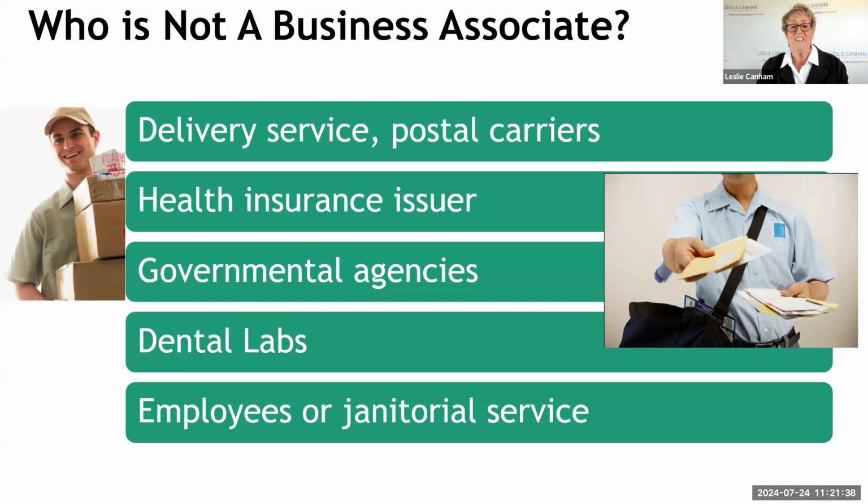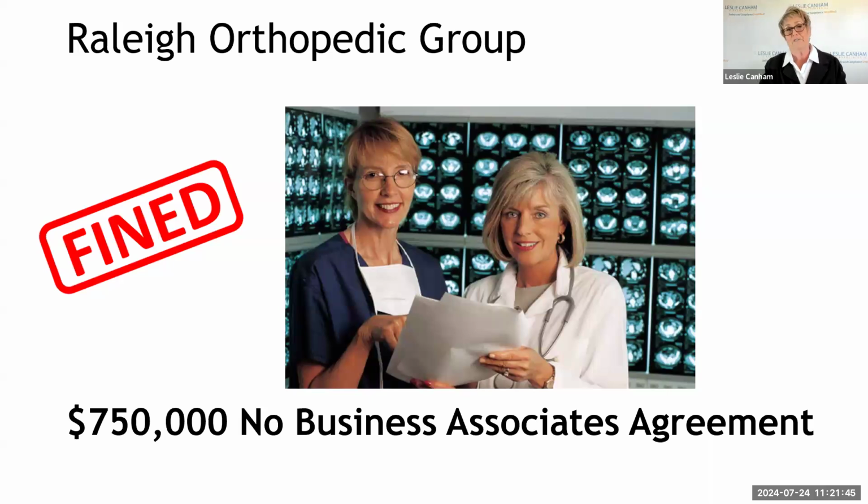I want to give you an idea of what happens when a business associate agreement is not obtained by the covered entity. Raleigh Orthopedic Group sent their records to a shredding company. And the shredding company destroyed their documents and did what they needed to do with their large, gigantic radiographs. As you remember, in the old days, the x-rays were huge for orthopedic. The orthopedic group, the actual medical group, was fined $750,000 because they did not have a business associates agreement with the document shredding company.